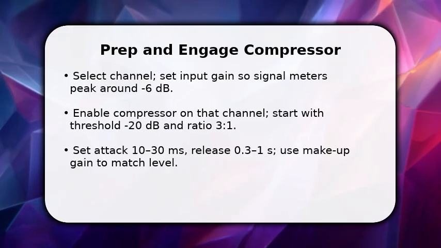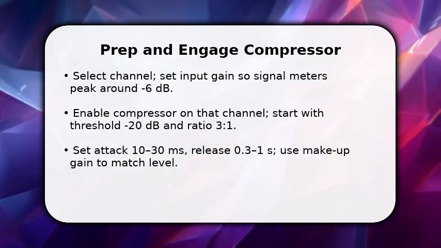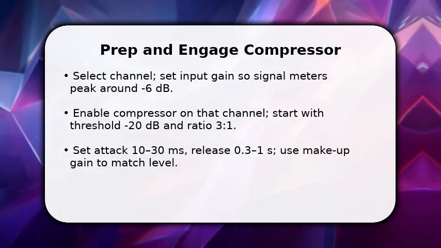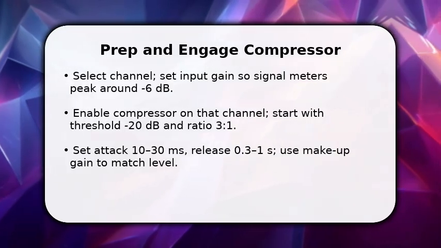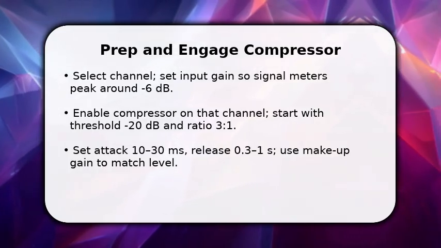You begin by preparing the channel. Set input gain until meters peak near -6 dB so the compressor reacts predictably. Once engaged, enable the channel compressor and dial threshold to about -20 dB. This is your first actionable change because it defines when compression starts.